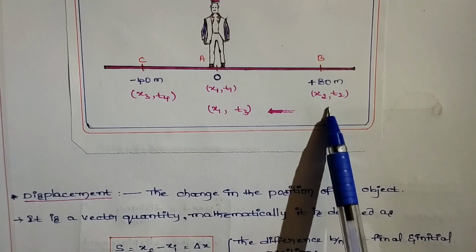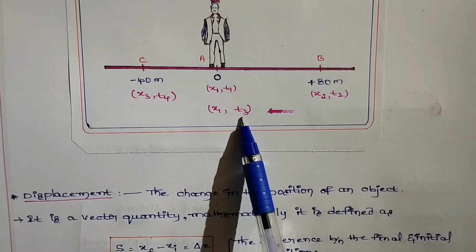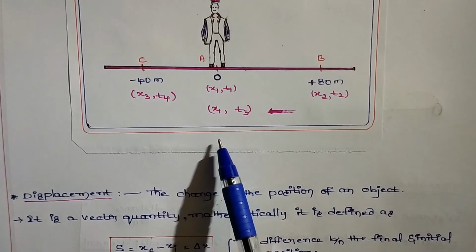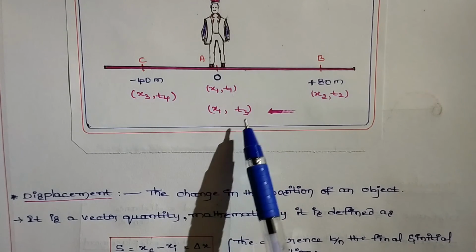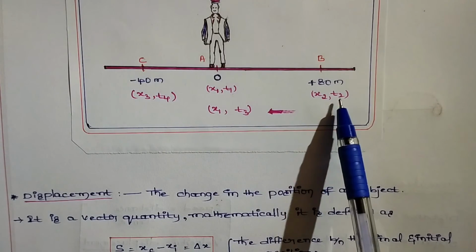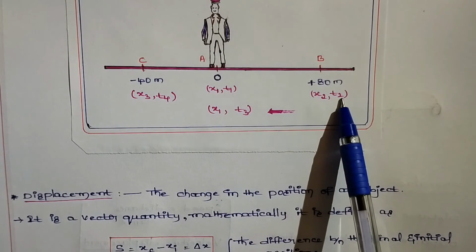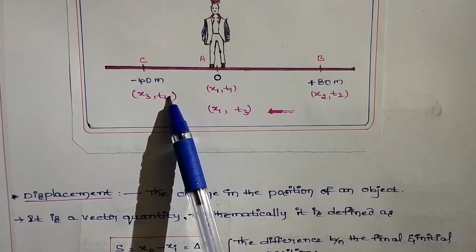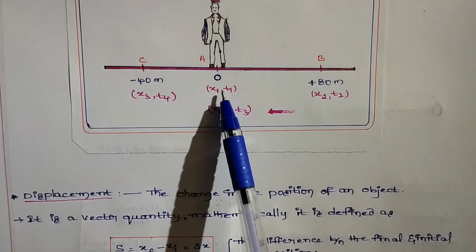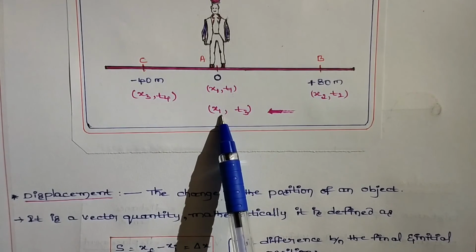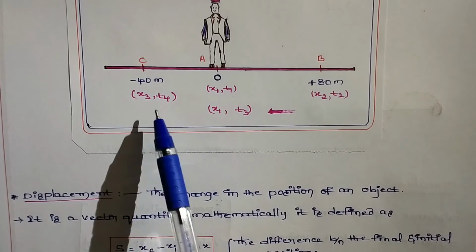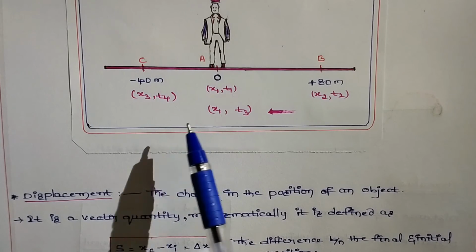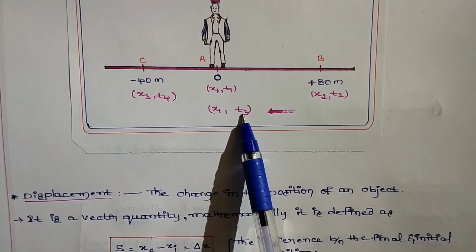So for the change in time, this is the final time and this is the initial time. That is why we are taking final minus initial, which is nothing but displacement. Here T3 minus T2, that is the change in time. And for A to C, this will become the initial position and initial time, and this will become the final position and final time. So the change in time is T4 minus T3.